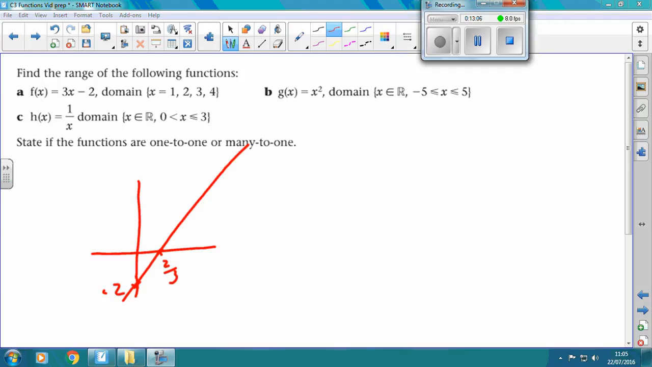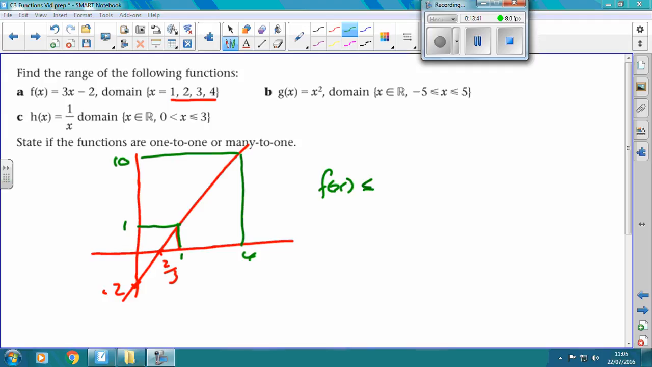But that's not the range, so we can't say the range goes on forever, because the domain is only from 1 to 4. So if we have a look at 1, let's use a different colour. 1 starts here, and if we substitute 1 into that, we're going to get 1. And if we substitute 4 into this, 3 lots of 4 is 12, take away 2 is 10. So we say that f of x is less than or equal to 10, but it will be greater than or equal to 1. So that's what we call the range.